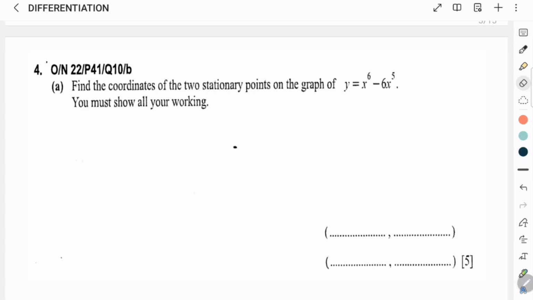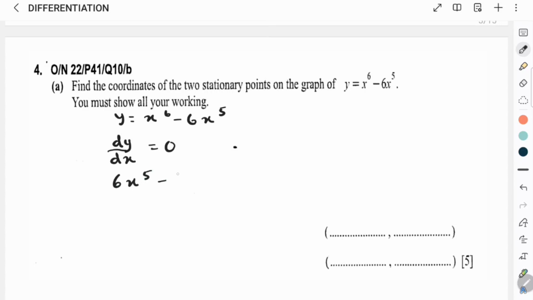Right, so this is October-November 2022 paper 4-1 question 10. Find the coordinates of the two stationary points on the graph y equals x to the power 6 minus 6x to the power of 5. So you have greater powers there, and they're asking you to find out the two stationary points. So y equals x to the power 6 minus 6x to the power 5. dy/dx will be equal to 0.